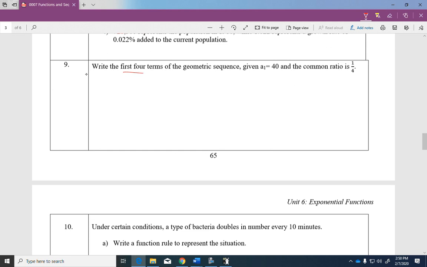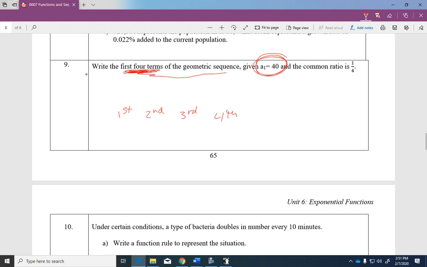Write the first 4 terms of the geometric sequence. First 4 terms. First term, second term, third term, fourth term. Set yourself up for success. Don't write the 0 term. They're not asking for it. First 4 terms.